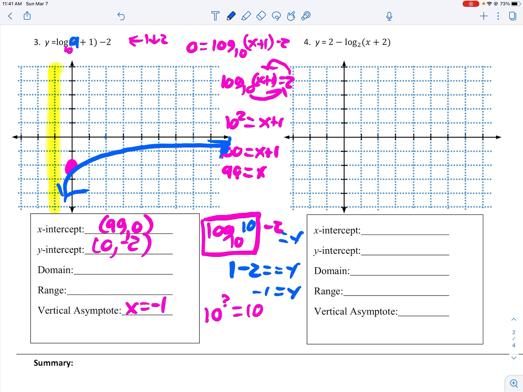So it can be challenging with logs to find that second point. Usually I would recommend finding the x-intercept or the y-intercept, but sometimes that doesn't work. So again, I was thinking that I'm working with base 10. So if I could get 10 to some power equals 10, that's a nice, easy number. I knew that would equal 1. So I plugged in 9 to make this a 10 right there. So 9 plus 1 is 10. So your domain would be from negative 1 to infinity. Your range would still be all real numbers, which is always going to be the case.